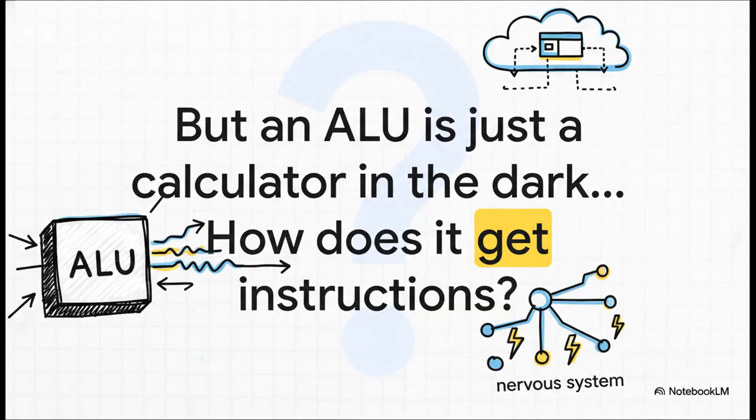But here's the thing. An ALU all by itself is kind of like a brain in a jar. It's powerful, sure, but it's just a calculator sitting in the dark. So the big question for today is, how does it get instructions? Where does it store its results? And how in the world does it talk to anything outside of itself? It needs a nervous system, right? So let's get started and draw the map for that system.